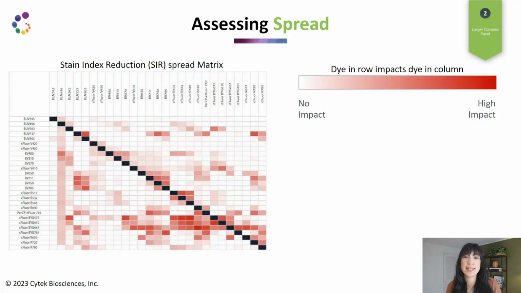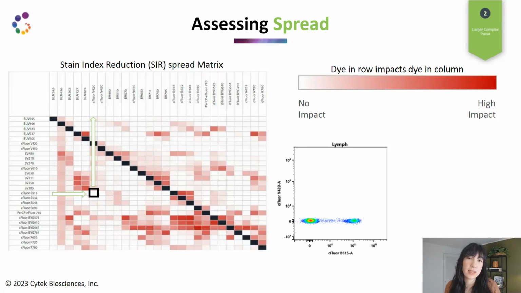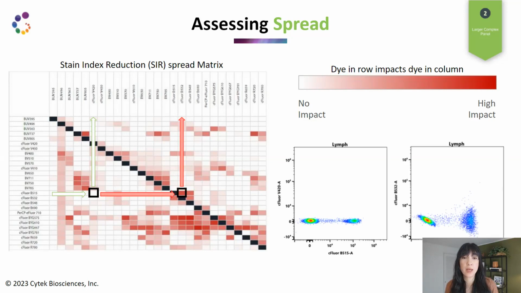The way you would read this matrix is that the dye in the row impacts the dye in the column. So let's choose a row and see how our data gets impacted. Our first row is SeaFluor B515, and we're going to compare how that impacts the resolution of the fluorochrome, or the marker that we assigned to the fluorochrome, in the column. If we look at our data here, that box is white, so there's no impact, and we can definitely see that in the data: we're not seeing any spread of SeaFluor B515 into SeaFluor V420. But if we go along the row to a place where there's a red box, now we're seeing that there is spread into SeaFluor B532, which is the right plot there.